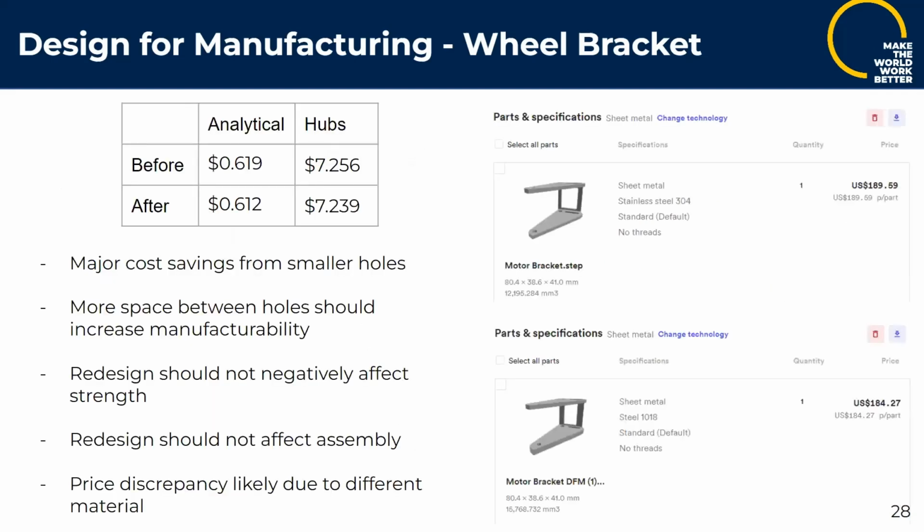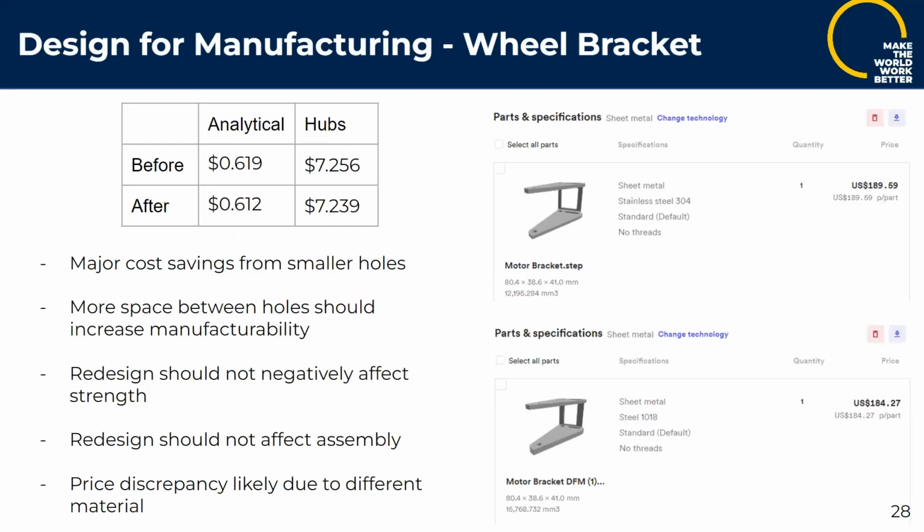So moving into the cost analysis for this part, through calculations, we figured out that before it was 61.9 cents and after it was 61.2 cents. Again, not that large of a difference, but we could see that there are some major savings from smaller holes, and we think that having more space between the holes should increase the manufacturability as well. Again, the redesign should not negatively affect the strength of the part or the assembly of the product.